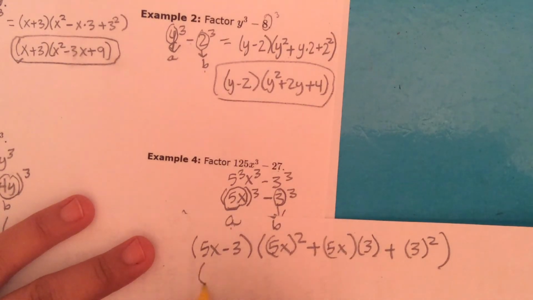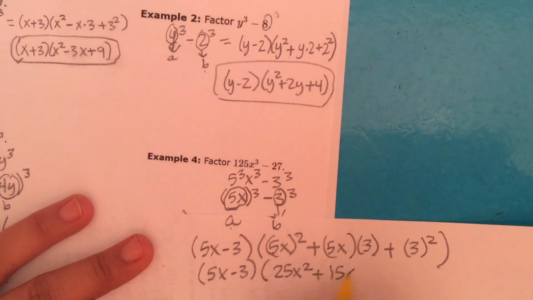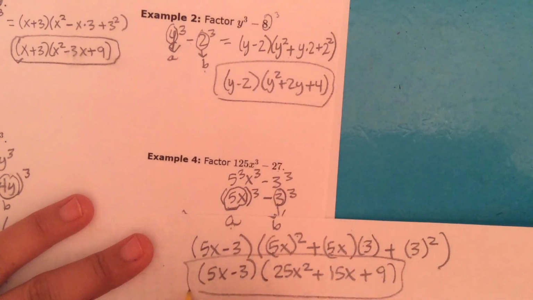So now we're going to have 5x minus 3. 5x squared is 25x squared. Plus 5x times 3 is 15x plus 9. And that's how you do the sum and difference of cubes. That's how you factor these. Okay, go ahead and go to the next video.